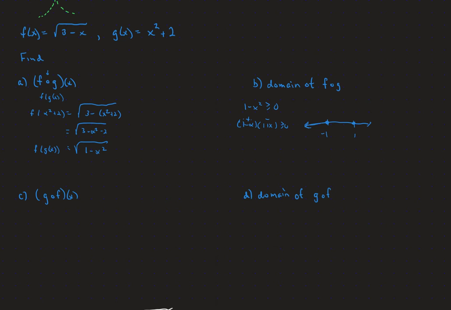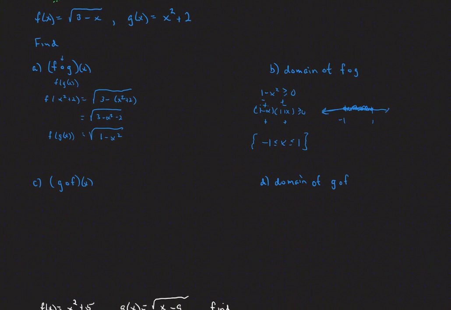Plugging in something like 0 gives us 1 minus 0 is positive, 1 plus 0 is also positive, so these are going to be in the domain. And if we plug in 2, we're going to get a negative and a positive. That's not in the domain. So our domain is going to be x between negative 1 and 1, including the endpoints.